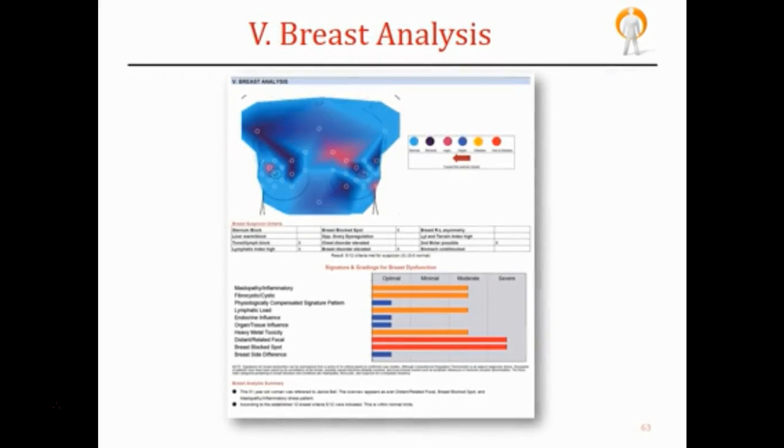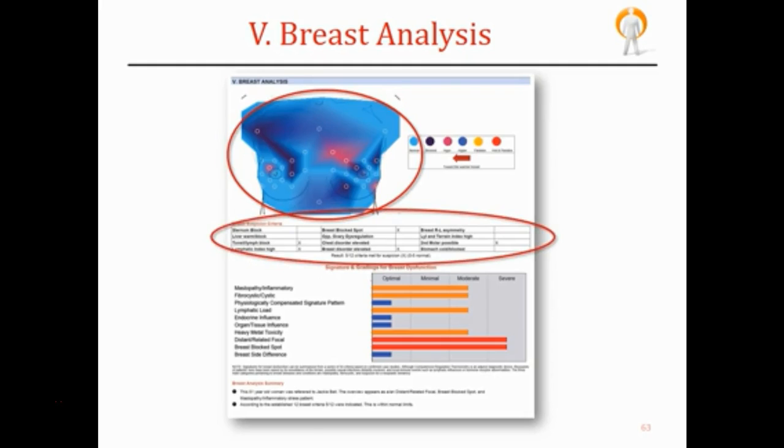The breast analysis section has 4 parts: the 2D illustration of the point behaviors, a chart of the breast suspicion criteria, a bar diagram of signatures for breast dysfunction, and a summary outline. Since we've already reviewed the colorings of the 2D image, let's move on to the breast suspicion criteria.